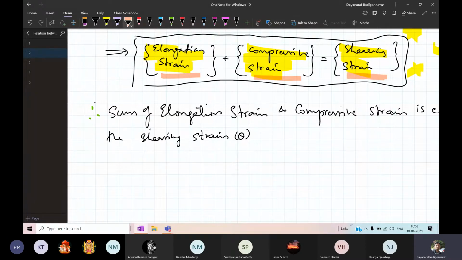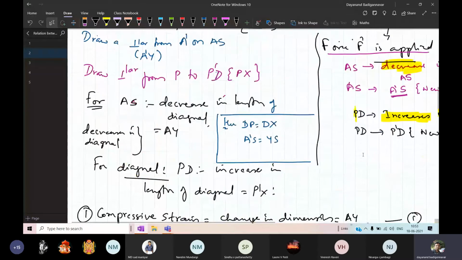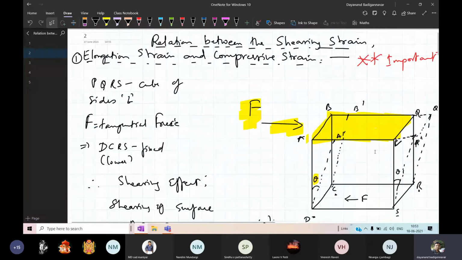In the examination, they will ask a simple question: show that the sum of elongation strain and compressive strain is equal to the shearing strain. The same question appeared in the last semester examination. So it's one of the important relations. Let us go for the next one that we will discuss today.